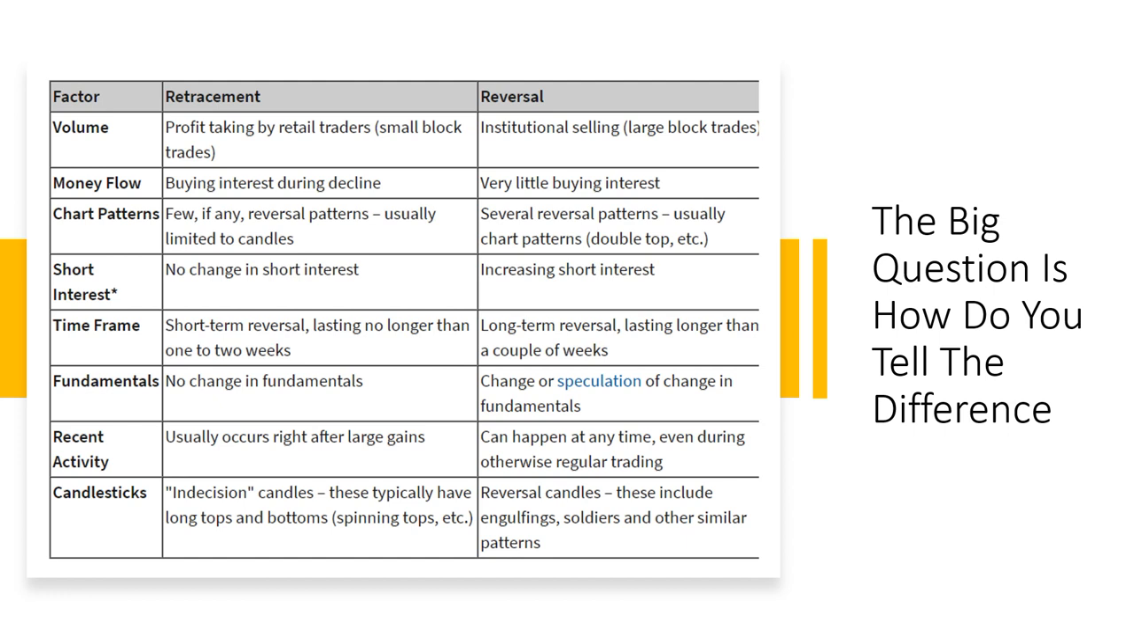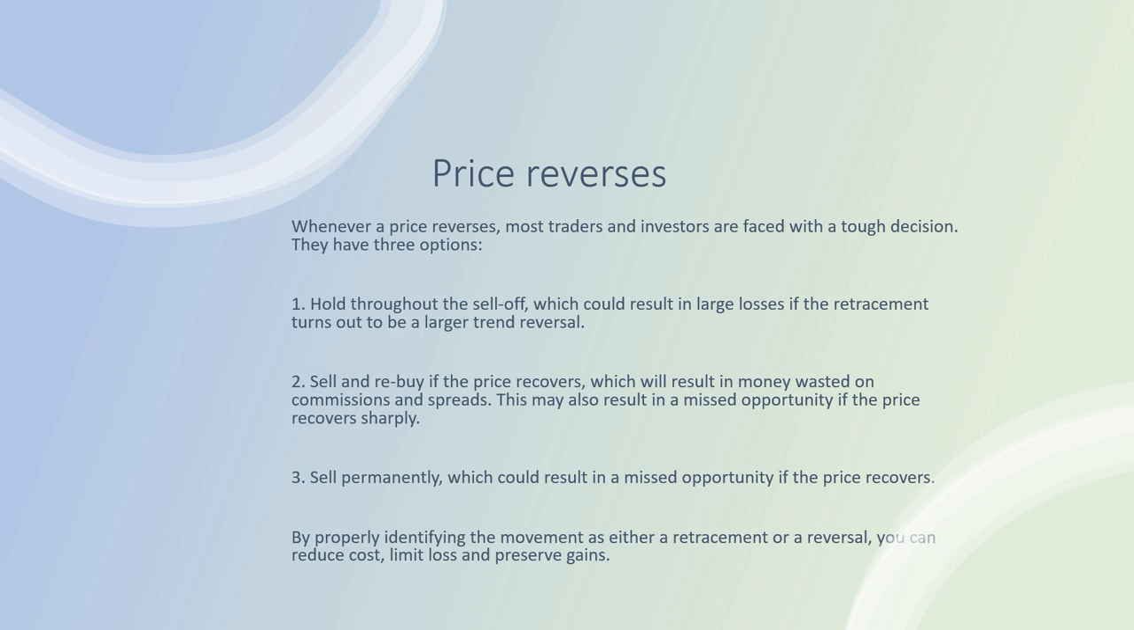Now, if you want to look for candlestick patterns, in a retracement you might look for an indecision candlestick, where in a reversal, you would look for engulfing patterns or soldiers patterns or other similar patterns. But again, I'm a firm believer that you can see it instinctively on your charts.